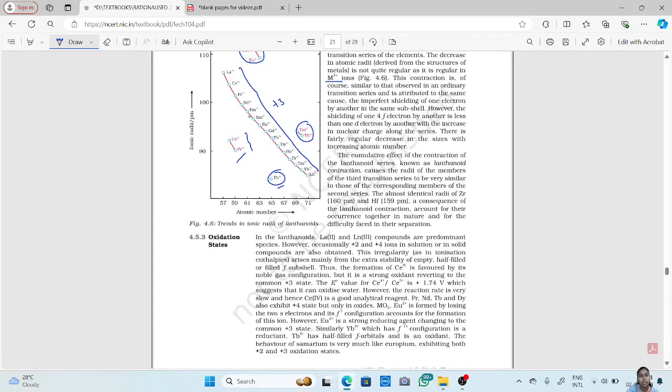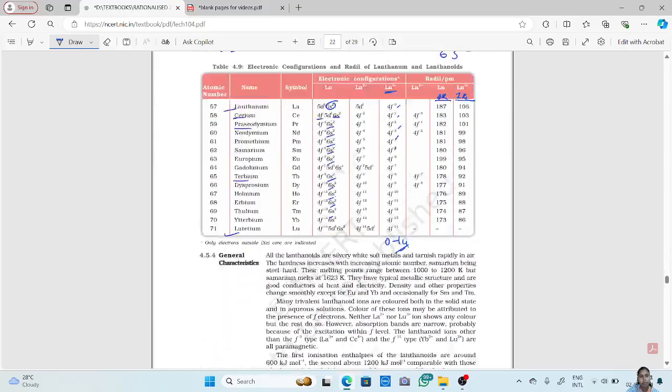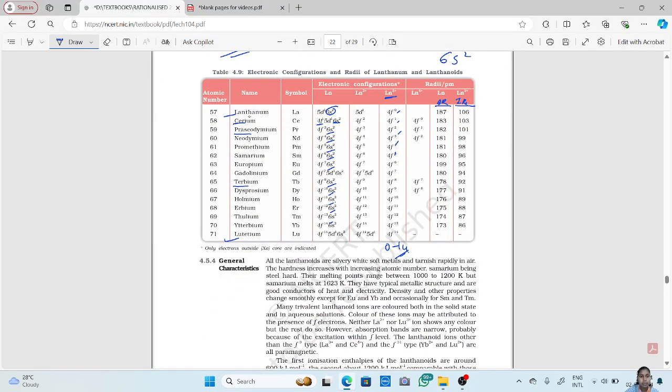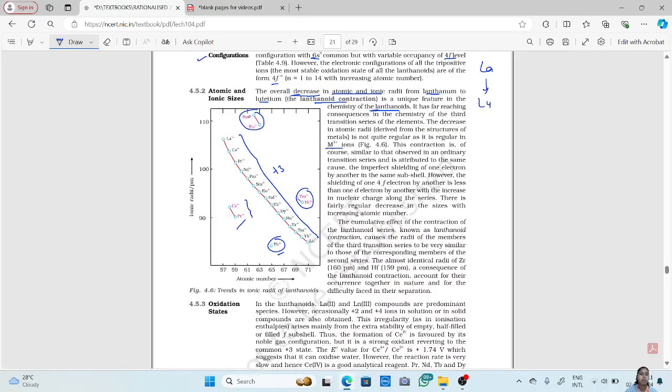Now Sm, Eu, Tm and Yb. Sm is samarium, Eu is europium, Tm is thulium and Yb is ytterbium. All these molecules, samarium, europium, thulium and ytterbium, show a plus 2 oxidation state.